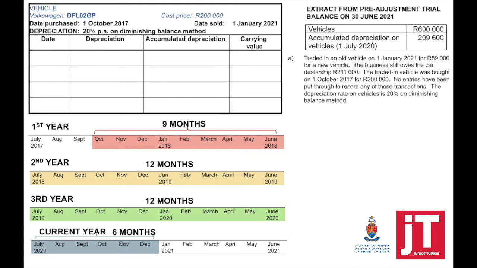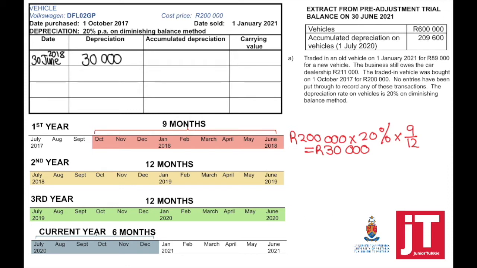Now, very important, in the first year, the accounting period starts the 1st of July 2017 and it ends June 2018. We purchased this vehicle on the 1st of October 2017. It means for the first year, we need to calculate depreciation for 9 months. Doesn't matter if it's diminishing, because it's the first time that we're calculating it. So my depreciation is 50,000. The accumulated will also be 50,000. To get the carrying value or the book value, take the cost minus the accumulated depreciation, and that equals my book value. For the second year, we have to calculate it now for 12 months on the book value.